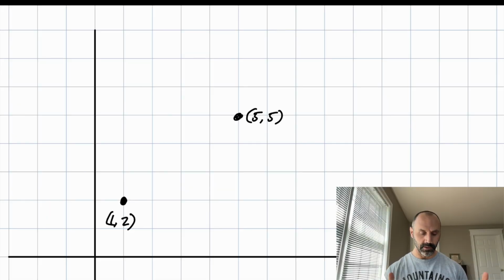In today's video I'm going to show a brief tutorial on how to find the distance between 2 points on a graph. So I'm starting with this one. I got (1, 2) and (5, 5). These are our 2 points and I want to know what is the distance between them, how far apart are they from one another.